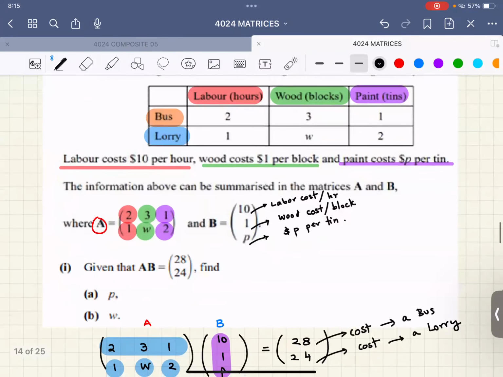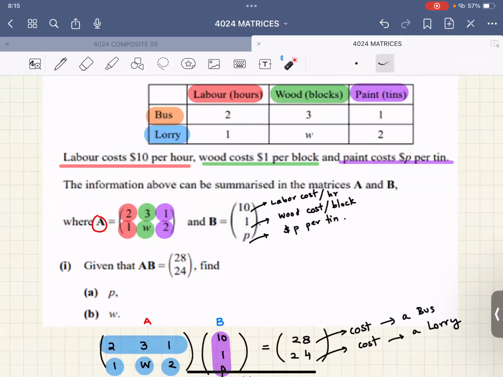Now just double check. Our labor is 2 hours for a bus. So labor cost is 10. 2 into 10 is 20. 3 blocks, that's 3 into 1, that's $3. Paint is 1, and we found the value of P is 5.